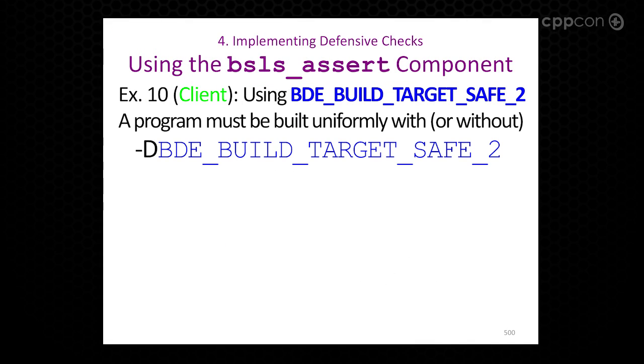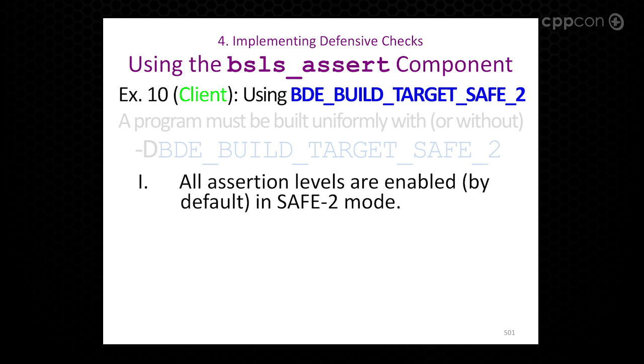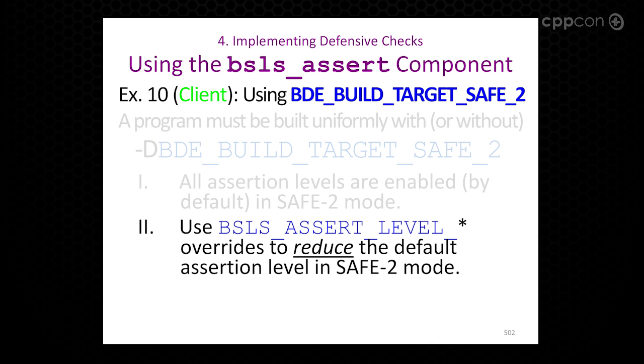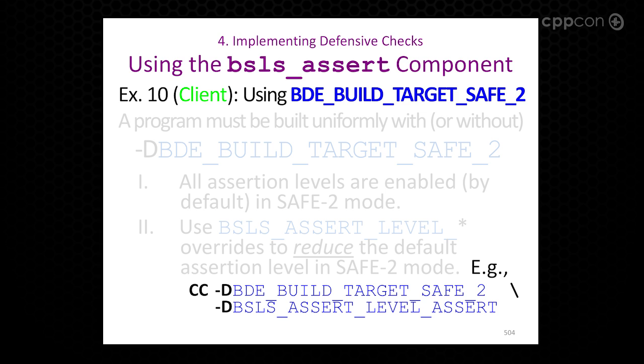All right, the client, all they do is just say BD build target safe 2, and all assertion levels in this mode are enabled by default. And you can always override that if you wanted to by saying, yeah, I want to be in safe 2, but I don't want to use anything higher than a BSL assert level assert. You can do that. Again, it's just to have the control.